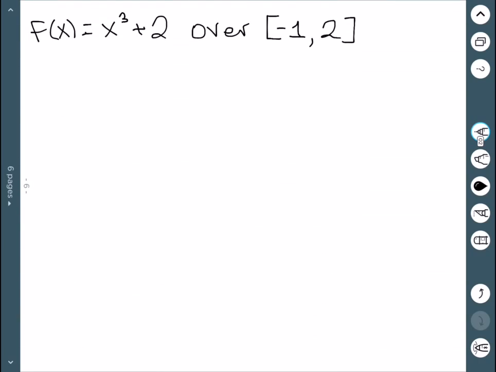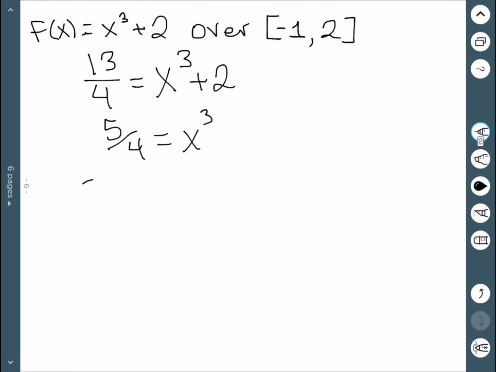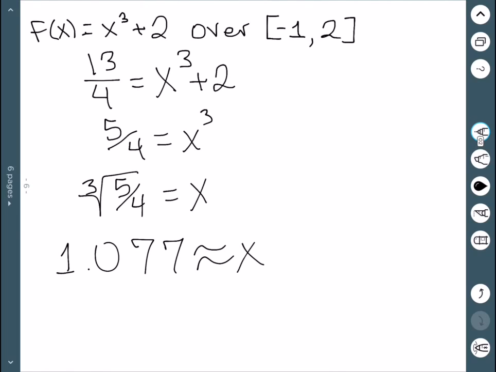We also looked at this function and found that the average value was 13 over 4. If we set this equal to the function, we can subtract 2 to get 5 over 4 is equal to x cubed. Take the cube root of both sides. And this is approximately 1.077. So once again, we can see this value is in the interval. So we do actually reach the average value in this interval.